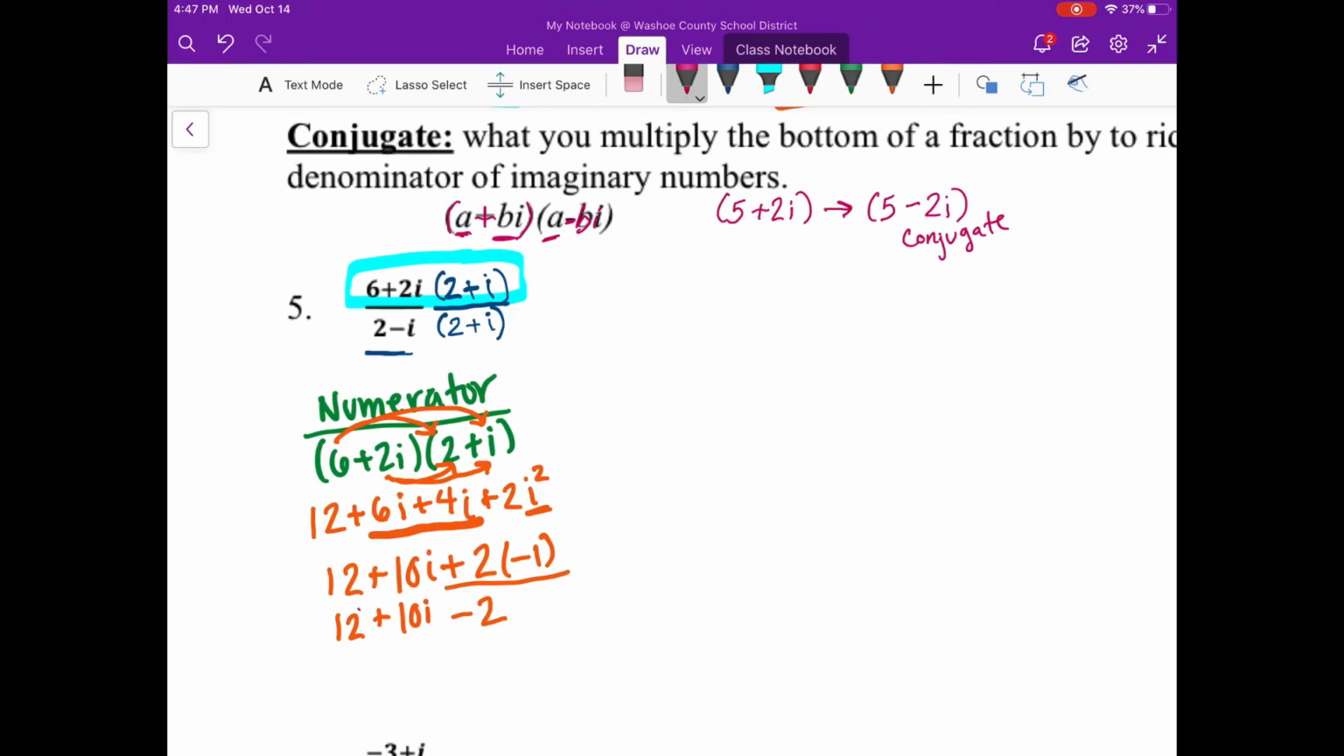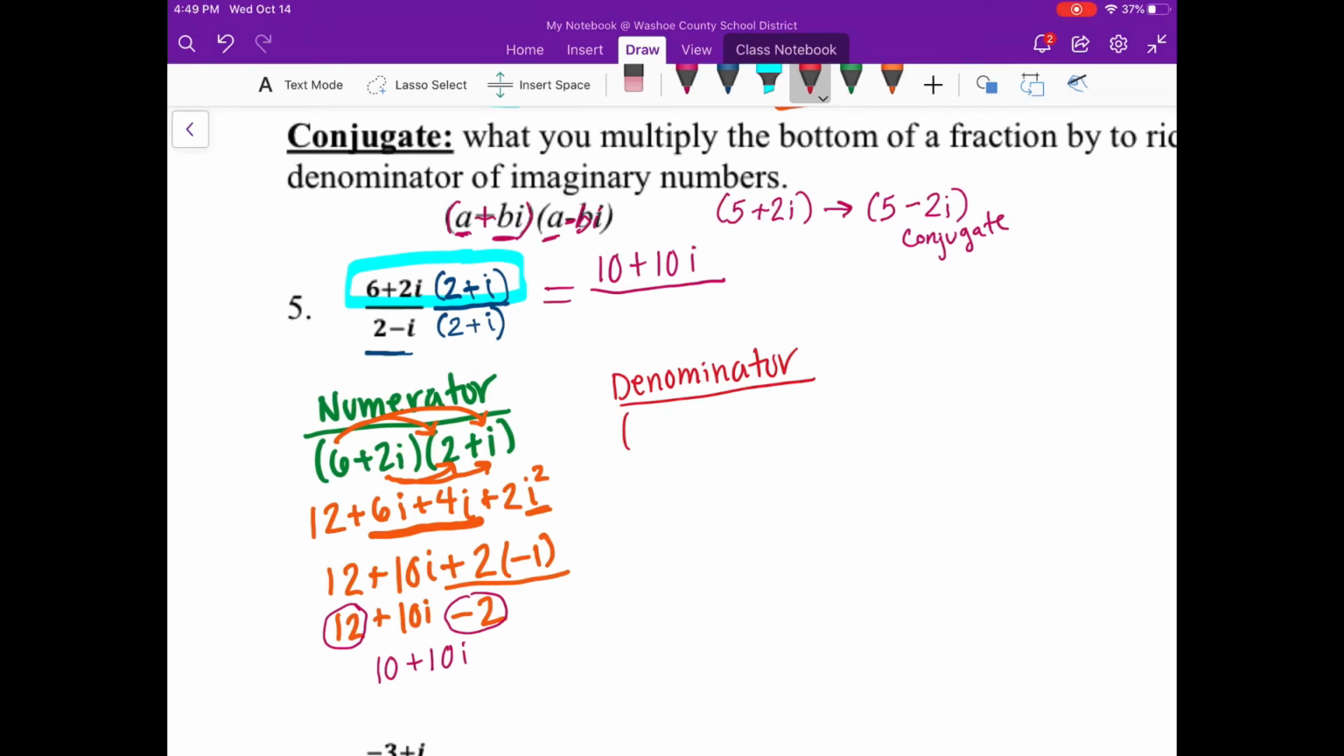My last thing that I can combine are my numbers. So we have a 12 minus 2, which gives me 10, and then the imaginary portion. So this is going to be my new numerator. So when I multiply things through, my numerator here is 10 plus 10i. So I did all that work just for the numerator. Now I'm going to do all that work, but for the denominator. So that's why I personally like to split them up.